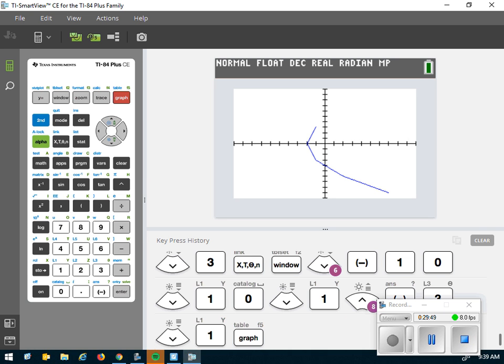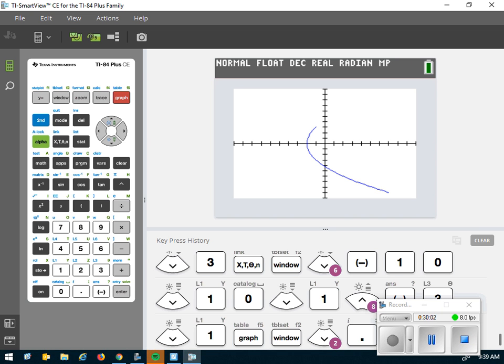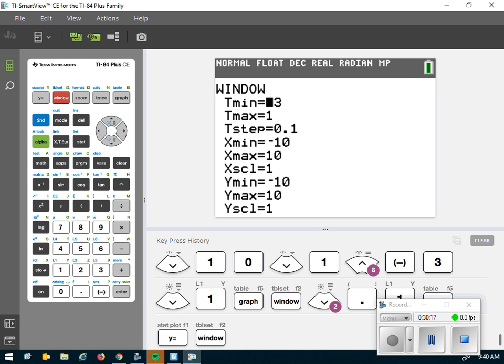That's kind of odd. Now, I'm going to go back. Let's change your t-step to 0.1. Why is that more of a smooth curve as opposed to the other one that looked more segmented? Because you're plotting more points, that's right. In this case, you're going from negative 3 to 1 by 0.1. So negative 3, negative 2.9, negative 2.8. You're plotting a point at each of those t values, okay?